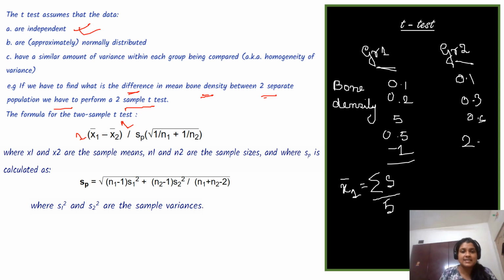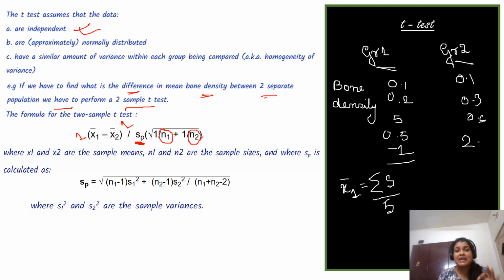Now what is this Sp? Sp is the pooled standard error, which I am going to explain later on. n1 is the number of samples in group 1. n2 is the number of samples in group 2. So we are getting all the values of this formula except Sp.